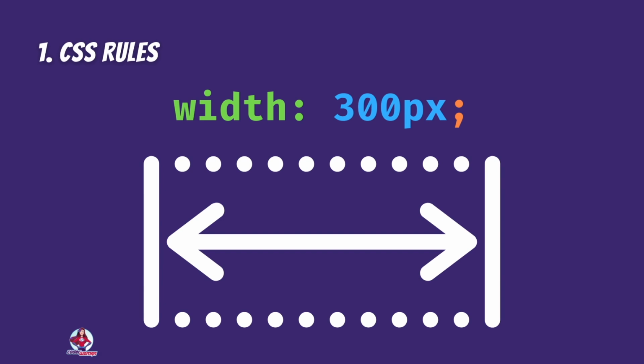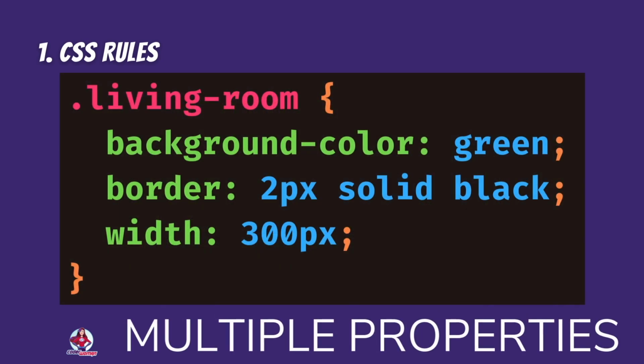Don't worry if you still need to learn what pixels are. We'll talk about it later. For now, remember that they are a unit of measurement in web development. Each property value pair is separated by a semicolon, indicating the end of one styling instruction and the beginning of another. The curly braces define the scope of the living room rule, grouping all the properties and values that belong to this selector.